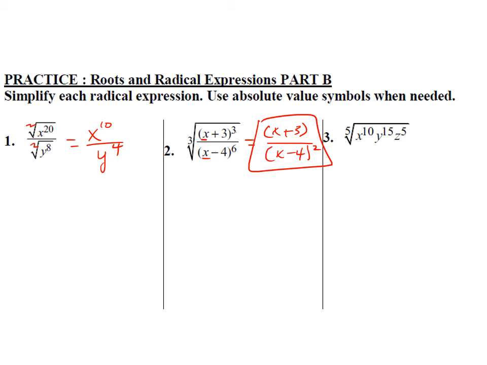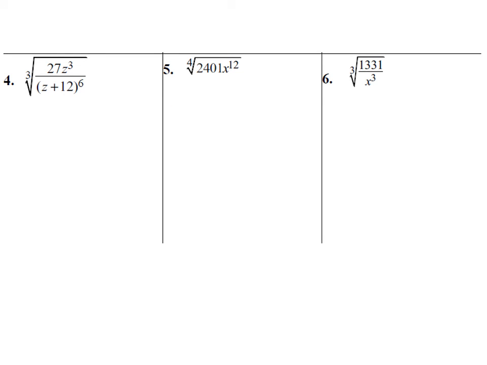Okay, pretty straightforward. My index is 5, so I'm going to divide each one of these by 5. And that gives me x squared, y third, and z to the 1. All right, let's do some of this. Please pause. Thank you for pausing and trying.